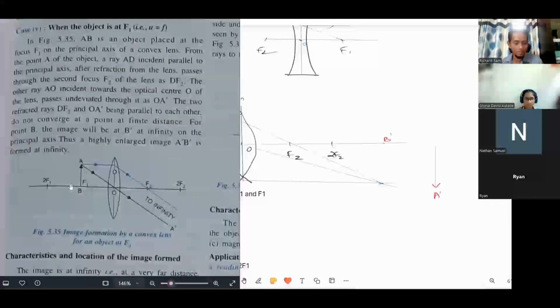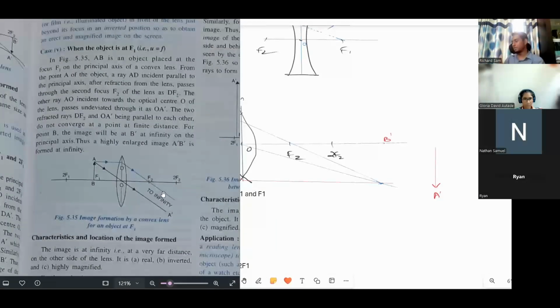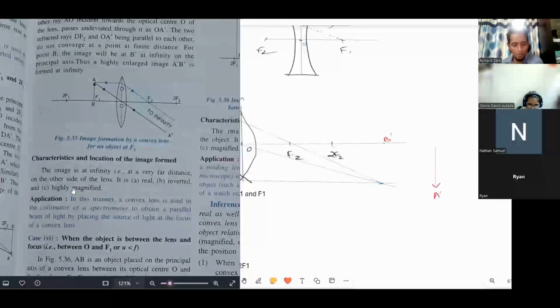Okay, the next one is where the object is at f1. See how the diagram is? Look at this. Two rays you are drawing, and both the rays are parallel to each other, which means they will not meet, or they will meet at infinity. So here, since they meet at infinity, the principal axis is going straight, the two rays are going parallel like that. So the image that you get will be extremely large, a highly magnified image.